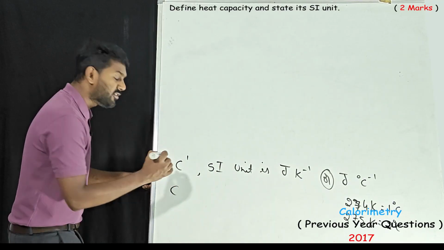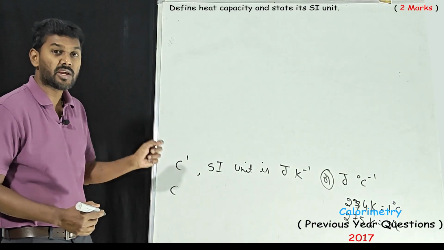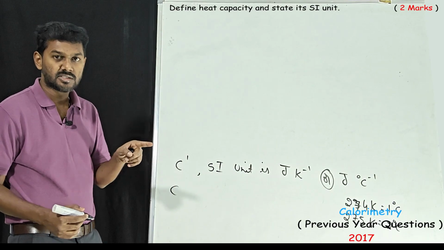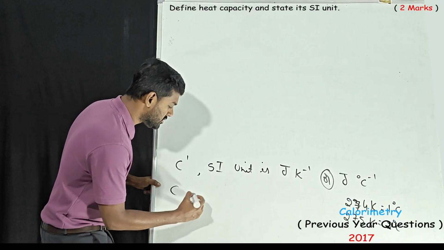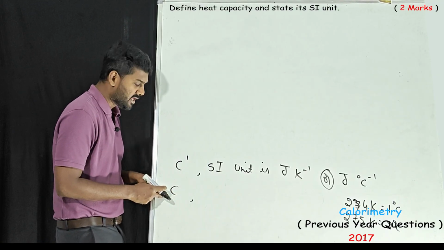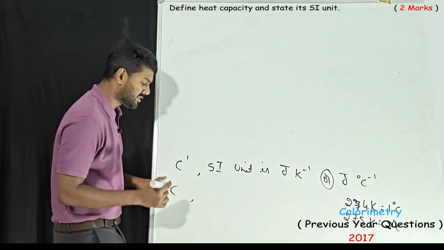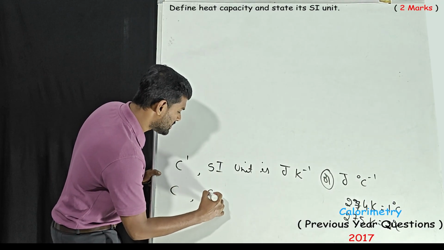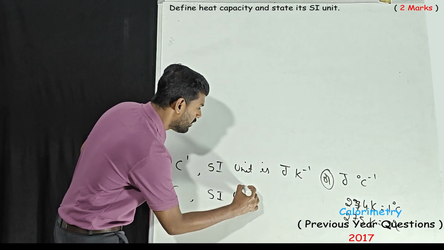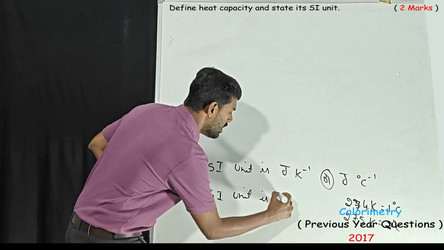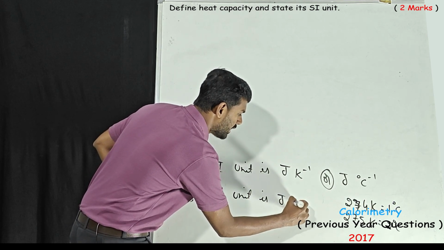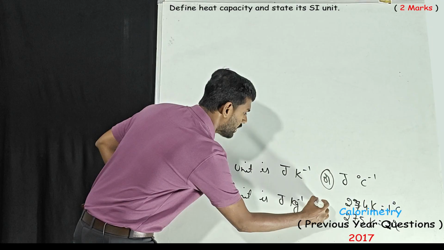Next, if they ask you about specific heat capacity, the definition is done, we need to go for the SI unit also. Specific heat capacity is C. C dash represents heat capacity or thermal capacity. Then the SI unit will be joules per kg per Kelvin.